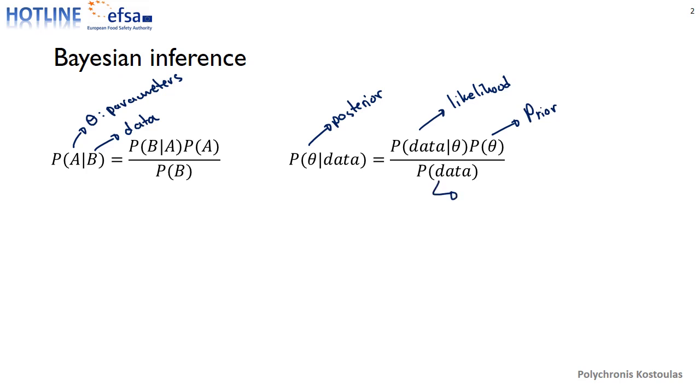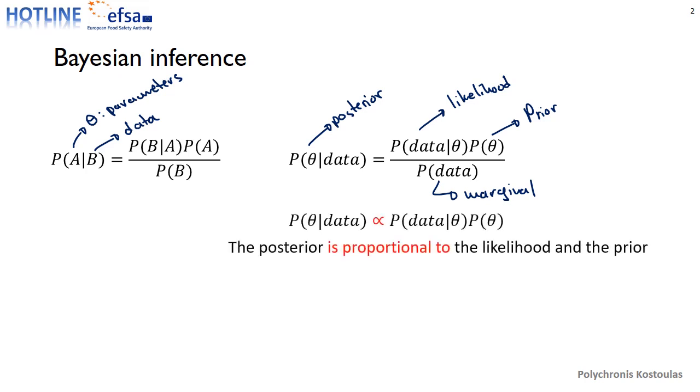Finally, the probability of observing the data is the marginal distribution of the data, which is a fixed number, and that's why we often write this like that, which means that the posterior is proportional to the likelihood and the prior.